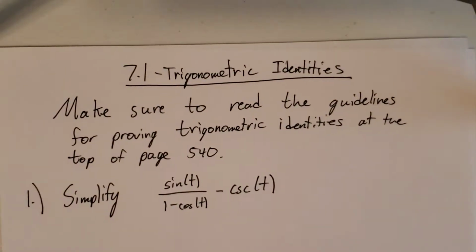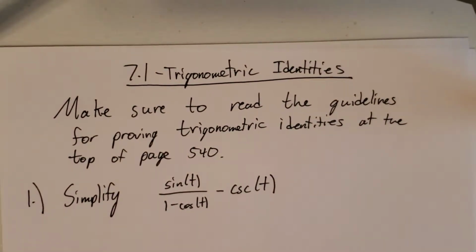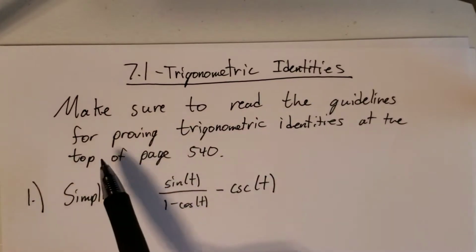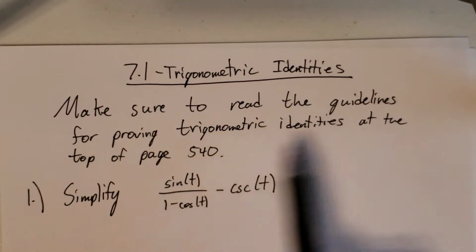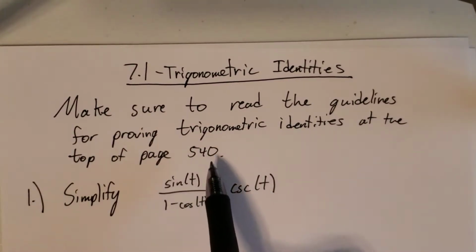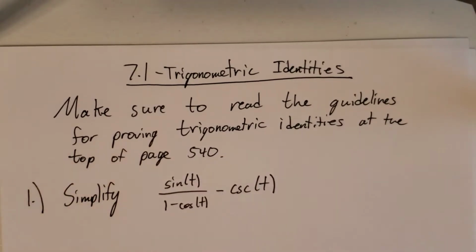In this video, we're going to cover trigonometric identities, which is section 7.1 in the book. First thing I'd like to say is make sure to read the guidelines for proving trigonometric identities at the top of page 540. Proving trigonometric identities can get a little complicated, and there's not always a direct path for solving these kinds of problems. So the best way to get better at this is just by doing a lot of examples. But I am going to start with one example here.